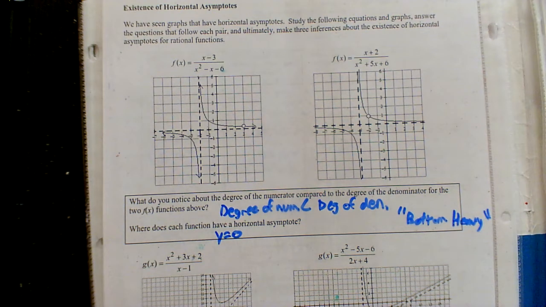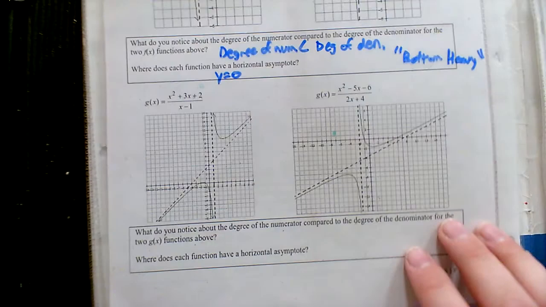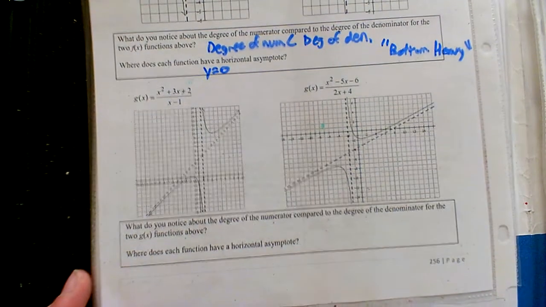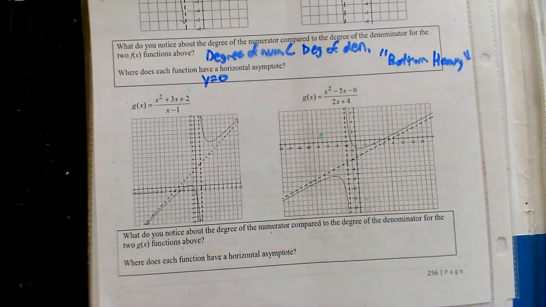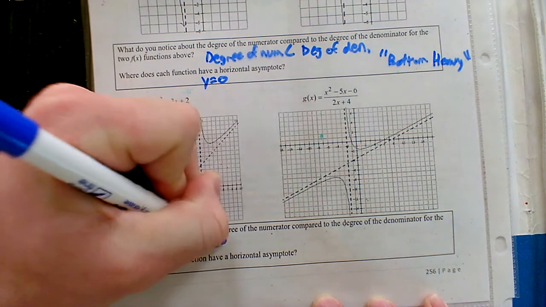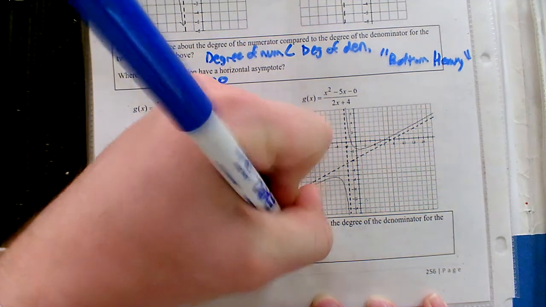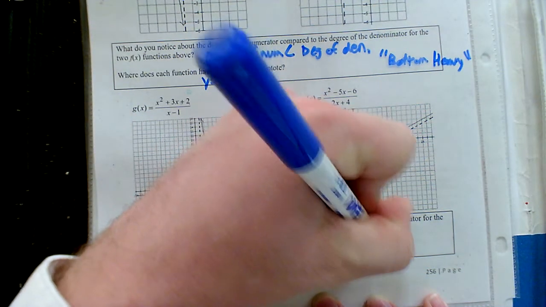Okay, on the next pair, if we look at the bottom, we have 2 more graphs. Take a look at their graphs, take a look at the rational functions. What do you notice? What connections do you see with those ones? Okay, we see that it is top heavy. So degree of numerator is greater than the degree of denominator. In other words, top heavy.